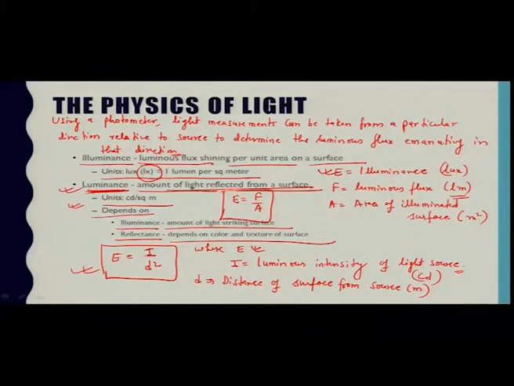Its unit of measure is candela per square meter, and the luminance of a surface depends not only on the amount of light striking the surface, or the amount of light shining on it, but also on the color and texture of the surface. So the proportion of the light reflected from the surface to the light striking it is the property of the surface known as reflectance.